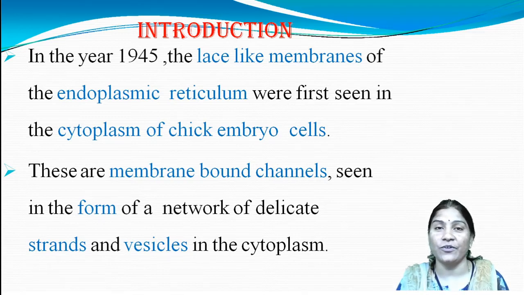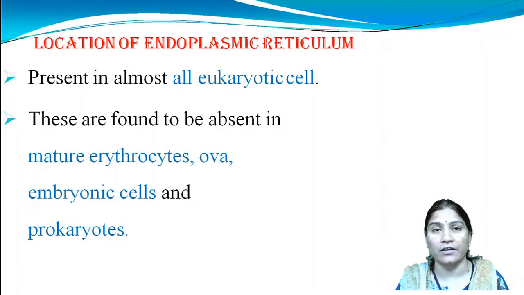These endoplasmic reticulum also have different elements like the vesicles and the different delicate strands, or we also call them the different network of framework. When we learn about the location of the endoplasmic reticulum, we know that the endoplasmic reticulum is mostly found in the eukaryotic cell. It is found to be absent in the mature erythrocyte, ova and the embryonic cells, and also the prokaryotes.